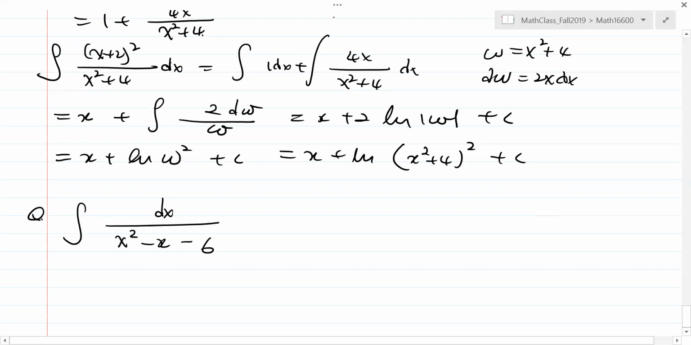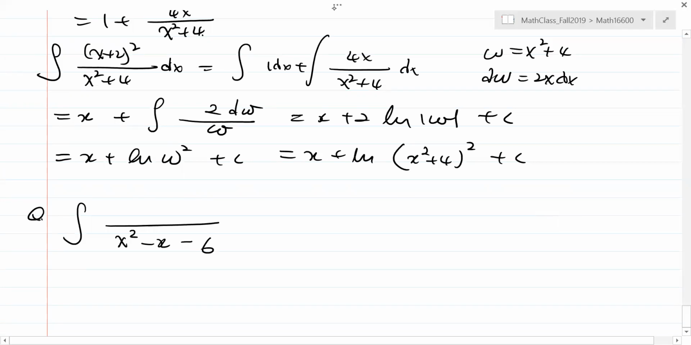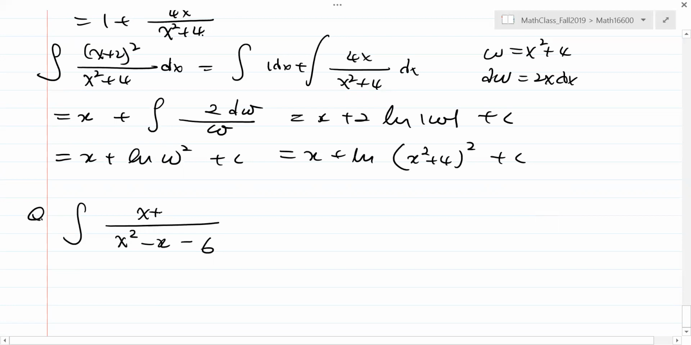I want to put something in the numerator. Okay. I can say x plus, let's say x plus 4 dx.